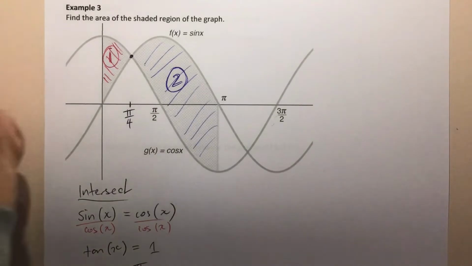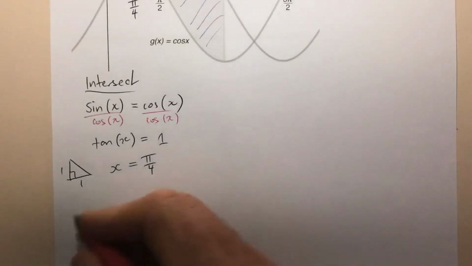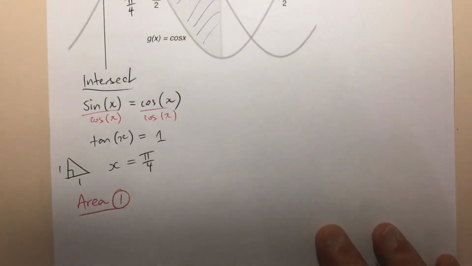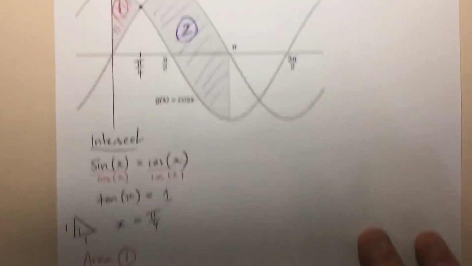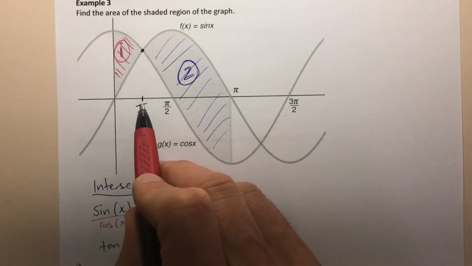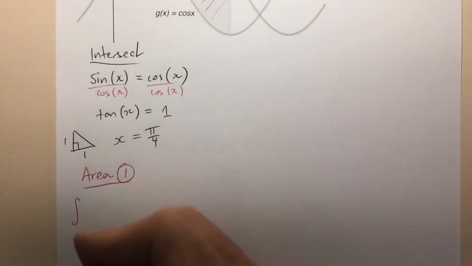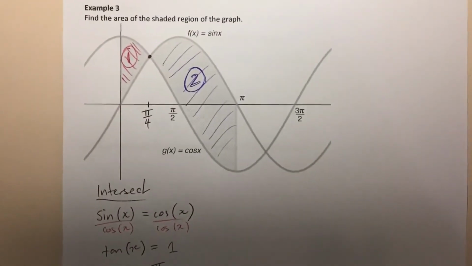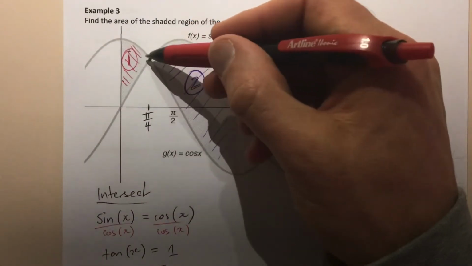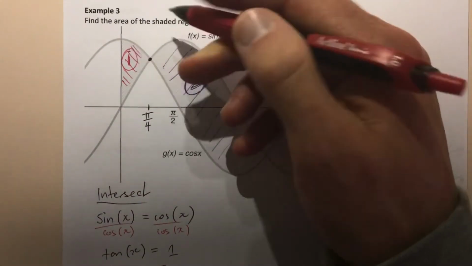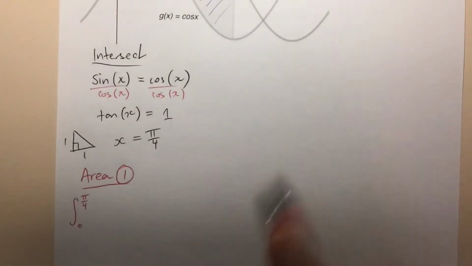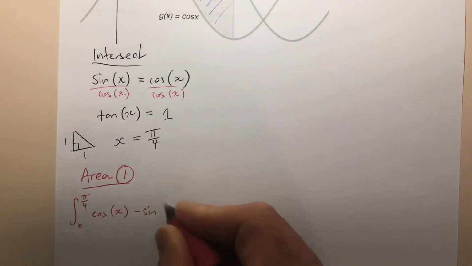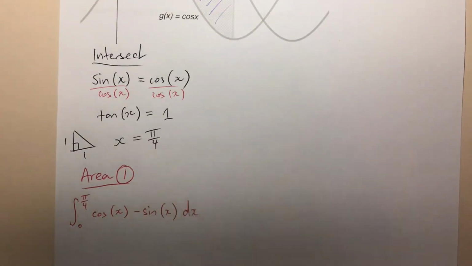So let's find each area now. I'm trying to keep the working neat because there'll be a lot of it. So let's say area 1 is equal to, so it's going to be the integral, go back to the picture, from 0 to pi on 4. So the integral from 0 to pi on 4 of the function. Now, the one that's on top in this region is cos of x, right? Cos of x is on top and sine of x is on the bottom. So it's the integral of cos of x minus sine of x with respect to x.